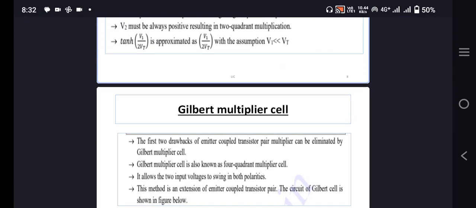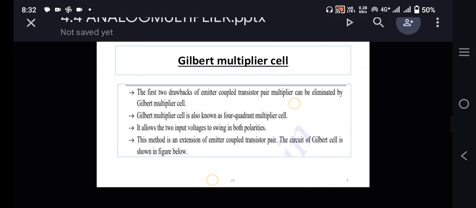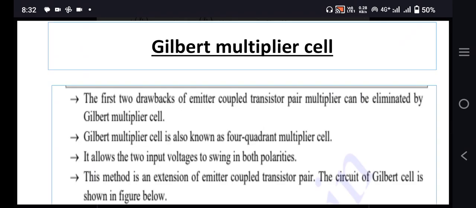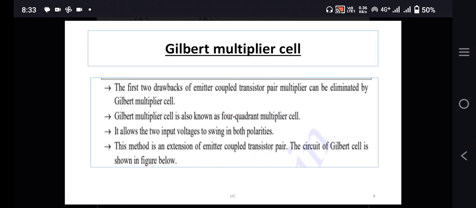Gilbert multiplier cell. The first two drawbacks of emitter coupled transistor pair multiplier can be eliminated by the Gilbert multiplier cell. Gilbert multiplier cell is also known as the 4 quadrant multiplier cell. It allows the two input voltages to swing in both polarities. This method is an extension of emitter coupled transistor pair. The circuit of Gilbert cell is shown in the figure.